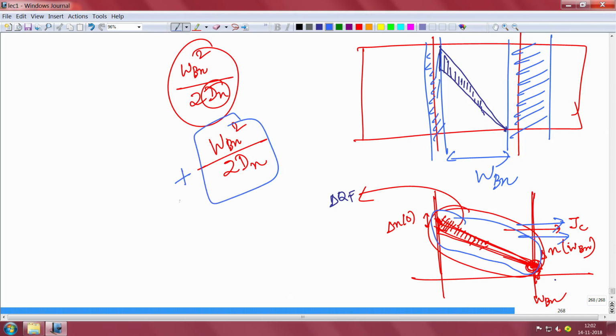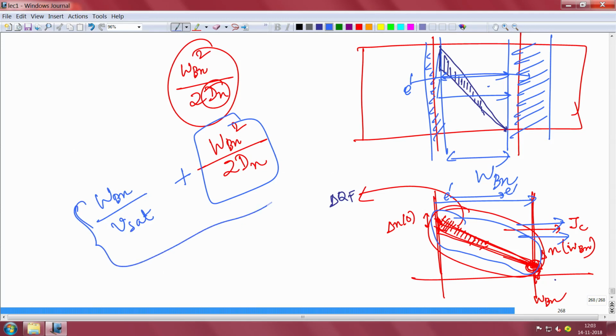There is another base component which is the transit time. So the base electrons are moving across the base, they are going from this point to that point, so they are covering the base. That is basically the transit time, that is this distance, which is WBN, divided by the velocity with which they move. The maximum velocity they can move is Vsat. So this is the total base delay, okay.